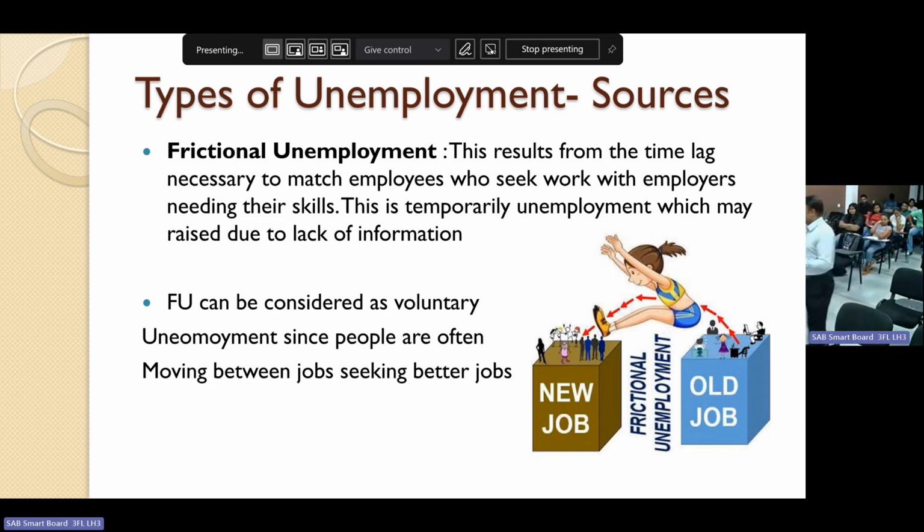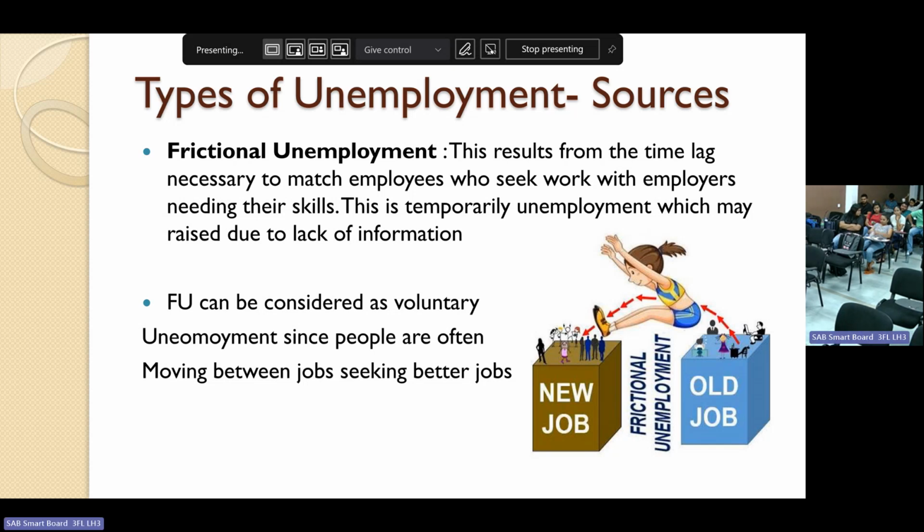These people change geographical regions. For some period they will become unemployed, and then they will find a job. That is the friction. So there is a time lag. If the survey is conducted in between that period, they will be treated as unemployed, but that is a temporary situation.